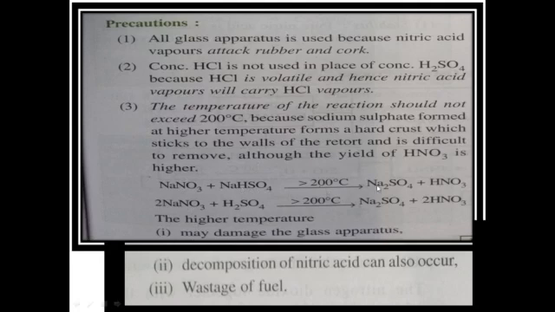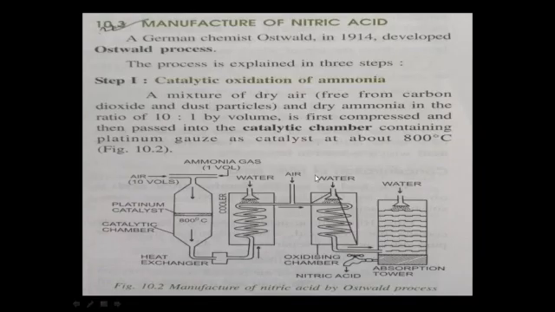At lower temperature, here will be sodium hydrogen sulfate and potassium hydrogen sulfate, but at a higher temperature you can get sodium sulfate and nitric acid, and here also same thing. Then the higher temperature may damage the glass apparatus, and at higher temperature decomposition of nitric acid can also occur. That means huge amount of nitric acid will decompose, and this is wastage of fuel. So what should be the temperature while preparing nitric acid in lab? Below 200 degrees Celsius.